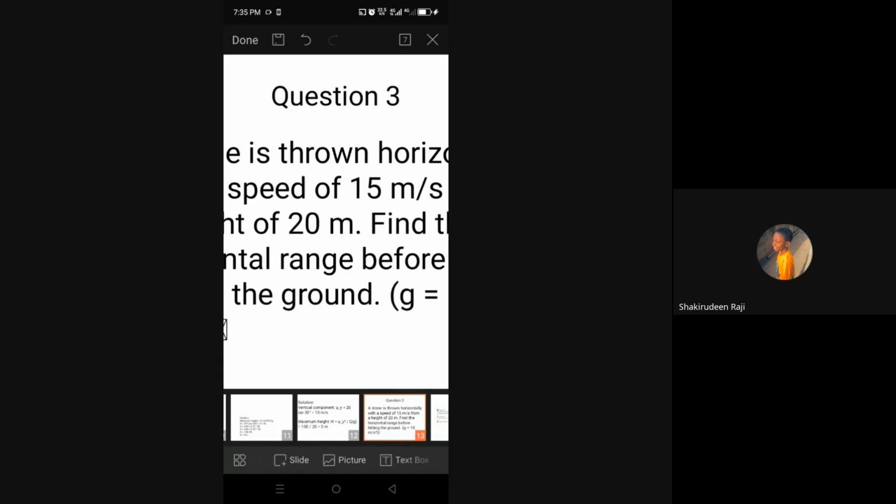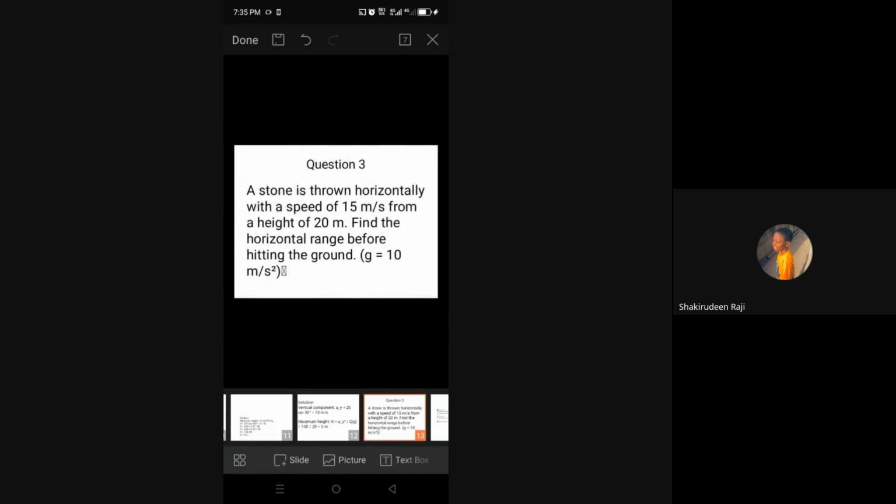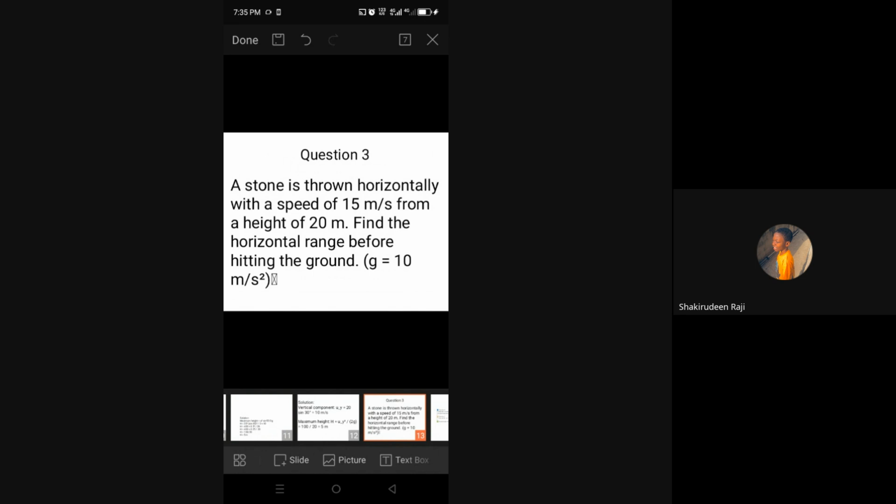So I want you to attempt this one. Let me see. A stone is thrown horizontally with a speed of 15 meters per second from a height of 20 meters. Find the horizontal range. You can see these are different questions, but everything looks like that first one that we solved. Find the horizontal range before hitting the ground. Horizontal range, that is horizontal distance, the distance traveled by this stone. Can you do that? So the formula I'll be using is range.